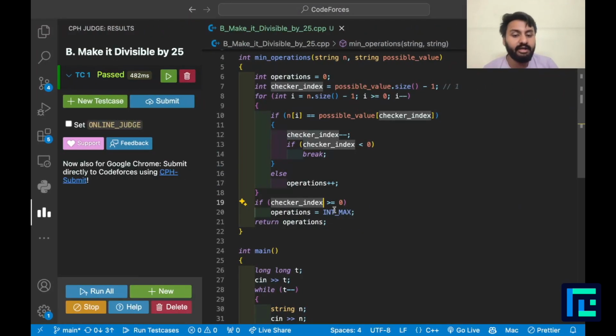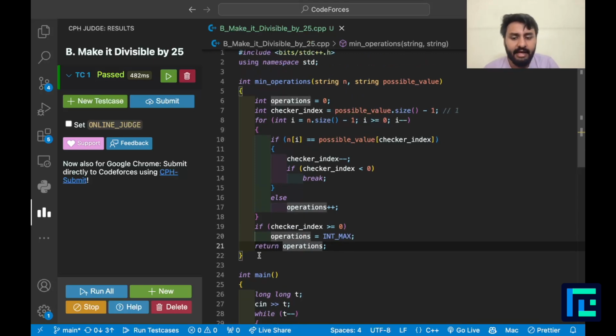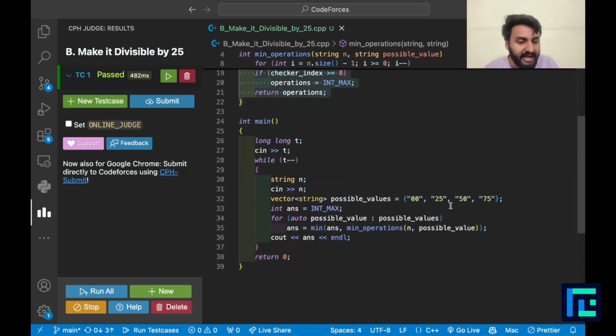That means you need to return int max, because you are trying to minimize operations. So this is a hack. I can return a very large value as my answer, hence my answer never minimizes itself. So I'll return int max as my operations. And if this doesn't fulfill the condition, then whatever was actually the number of operations is returned. So this function is called 4 times and I am able to get the best possible answer.